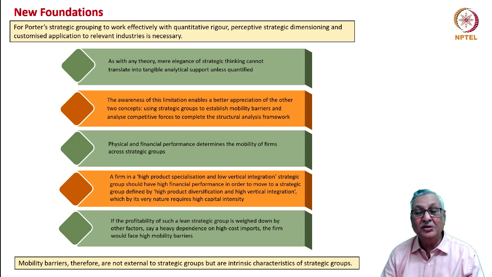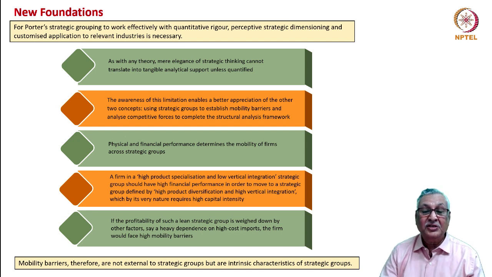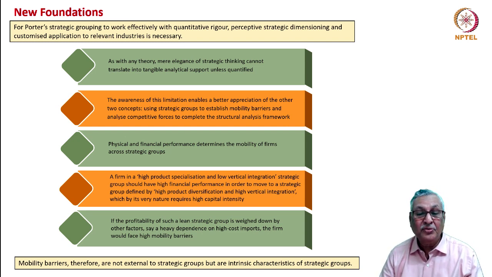If the profitability of a lean strategic group is weighed down by other factors, such as heavy dependence on high cost imports, the firm would face high mobility barriers. Not only is the cash generation not so much, but the imports are acting as an additional constraint. So mobility barriers are not to be seen as external to strategic groups, but as intrinsic characteristics of strategic groups.